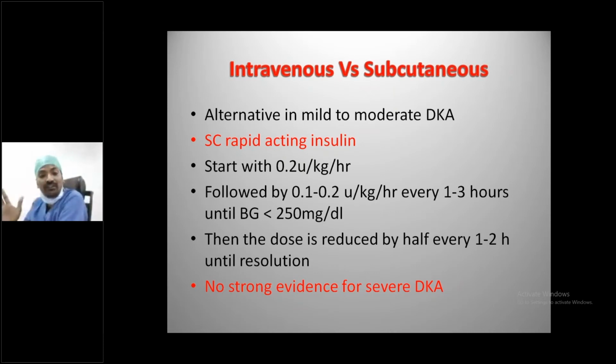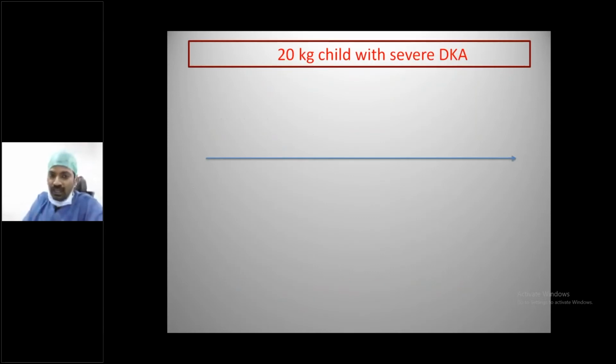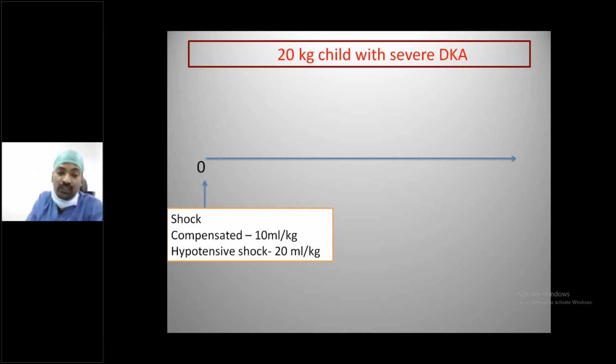But there is no strong evidence for subcutaneous administration of insulin in severe DKA. In mild to moderate DKA, in resource limited settings, you can give subcutaneous insulin with equal efficacy compared to intravenous insulin. So just take one example, a 20 kilo child with severe DKA presented to us. At hour 0, if we see any signs of shock, if it is compensated, we give 10 ml per kilo fluid bolus. If it's hypotensive shock, we give 20 ml per kilo over 1 hour.